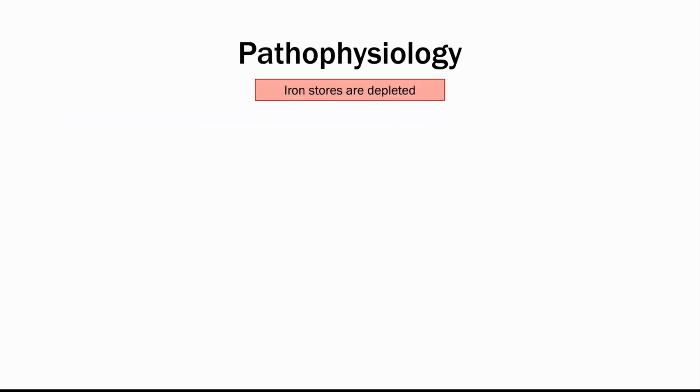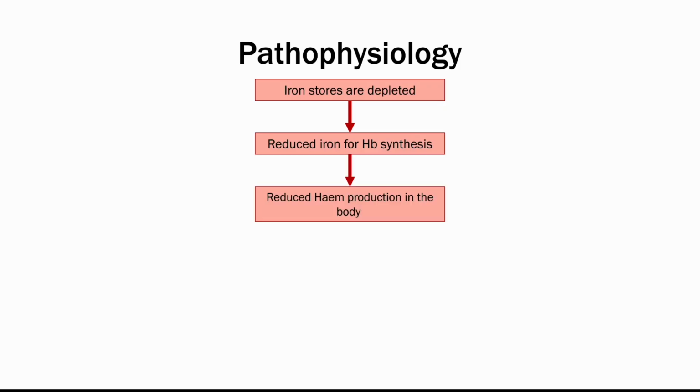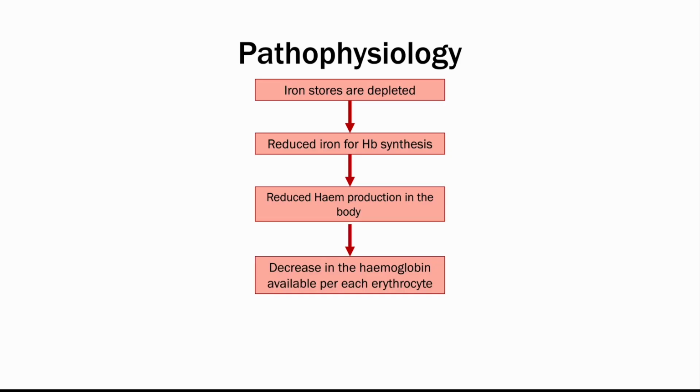Very brief overview of the pathophysiology. When we have low iron stores, it means that we have less iron to produce hemoglobin. And specifically, we have less heme production in the body. And as we know, heme makes up part of the red blood cells and hemoglobin. That means there is a decrease in the hemoglobin that is available for each erythrocyte, which means we get microcytic hypochromic anemia.